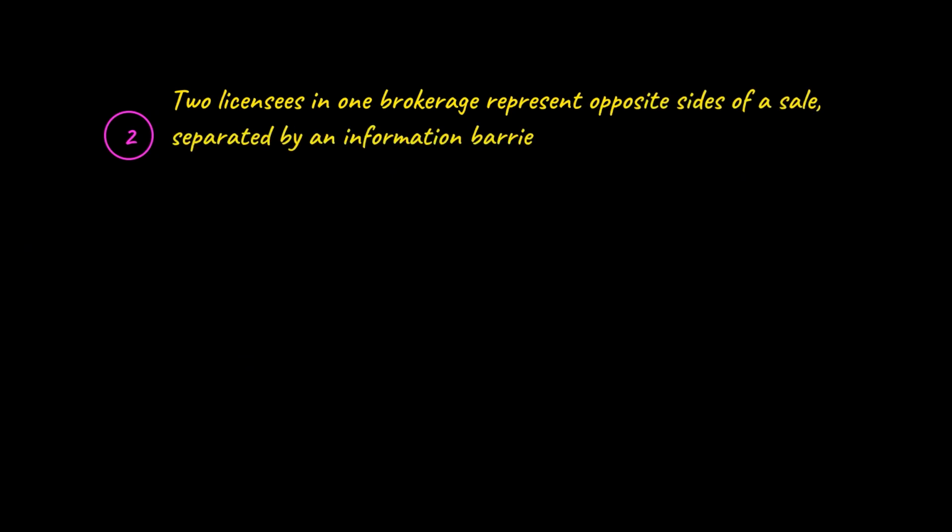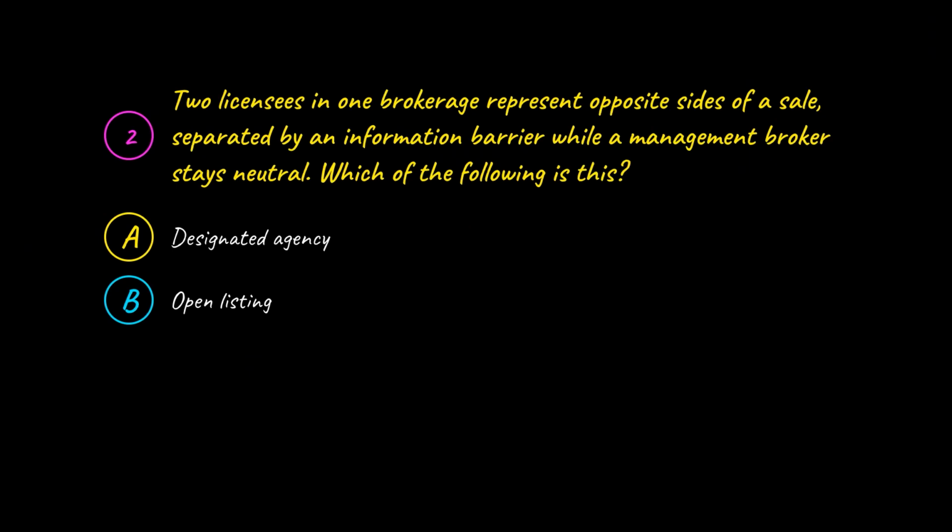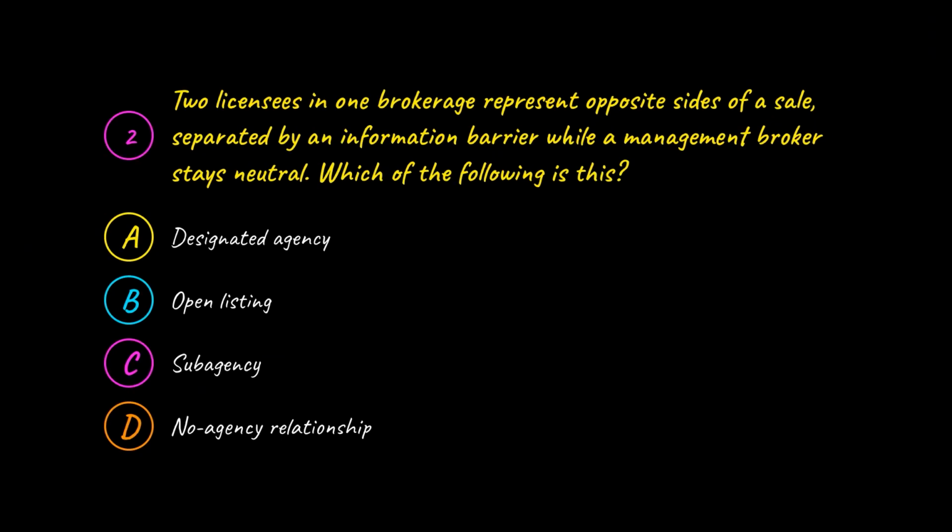Question 2. 2 licensees in one brokerage represent opposite sides of a sale, separated by an information barrier while a management broker stays neutral. Which of the following is this? Your options are A, designated agency, B, open listing, C, subagency, D, no agency relationship. Take a second. Which answer would you pick?